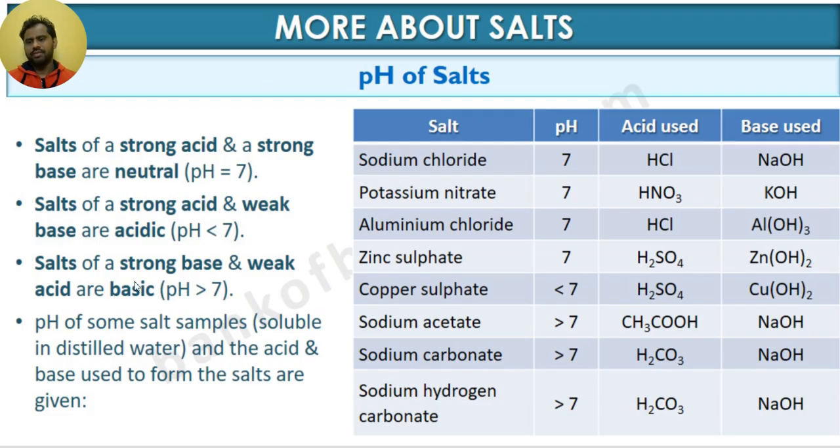Salts of strong base and weak acid are basic, having pH greater than 7, like sodium acetate: NaOH, strong base, and CH3COOH, weak acid. Sodium carbonate: NaOH, strong base, and H2CO3, weak acid. Sodium hydrogen carbonate: NaOH, strong base, and H2CO3, weak acid. The pH of some salt samples and the acid and base used to form the salts are given.